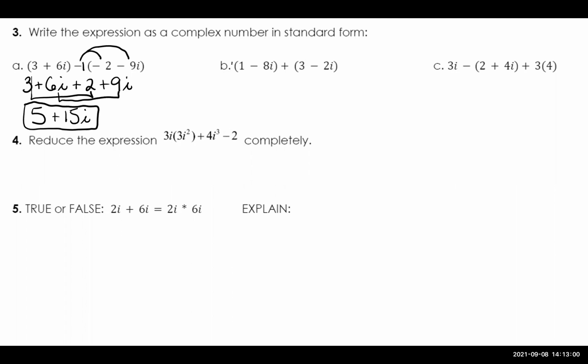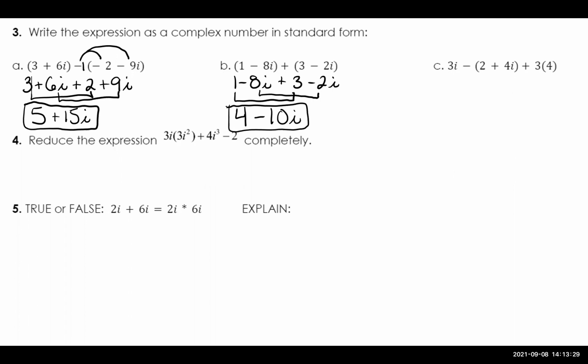Part B, these both have coefficients of +1, which isn't going to change any of the values when I multiply by a +1. So I'm just going to drop the parentheses. So we're just left with 1 minus 8i plus 3 minus 2i. Combine like terms, 1 plus 3 is 4. -8i minus 2i is a -10i.